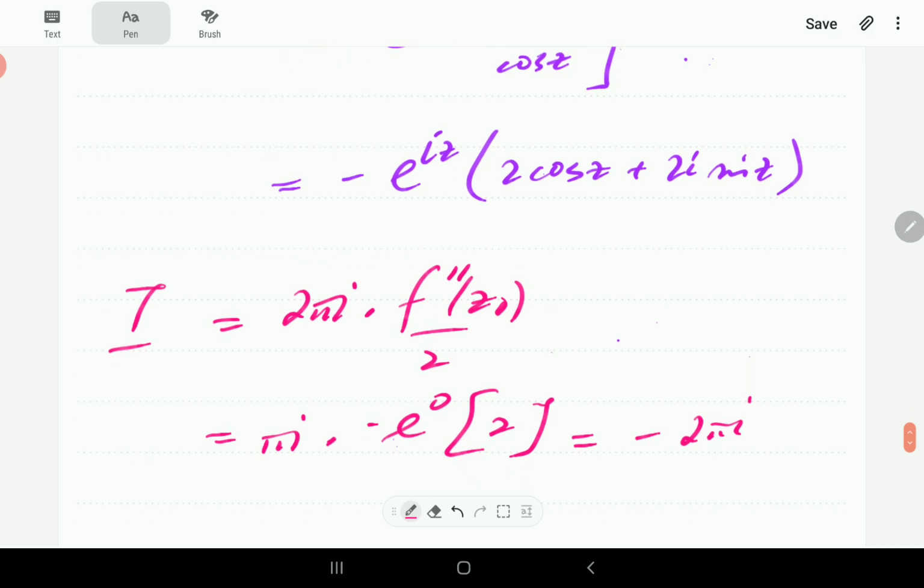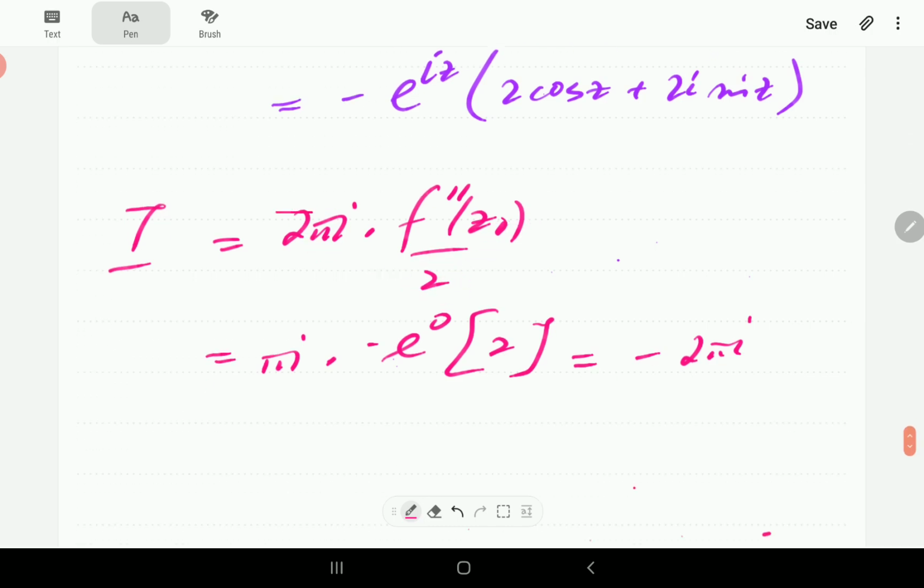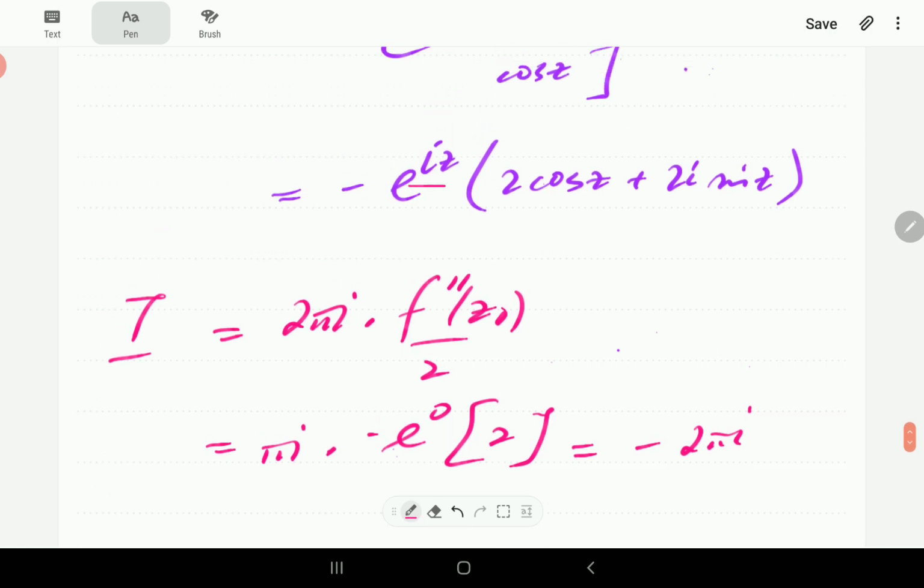Then the integral by the formula is going to be 2 pi i f double prime at z naught over 2. Now these 2 and these 2 cancel out. If we plug in z equals 0 here, it's going to be that. This is going to give us 1. This is going to give us 0. So this works out to minus 2 pi i.